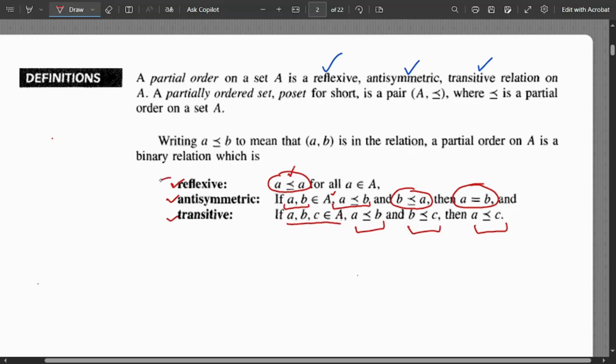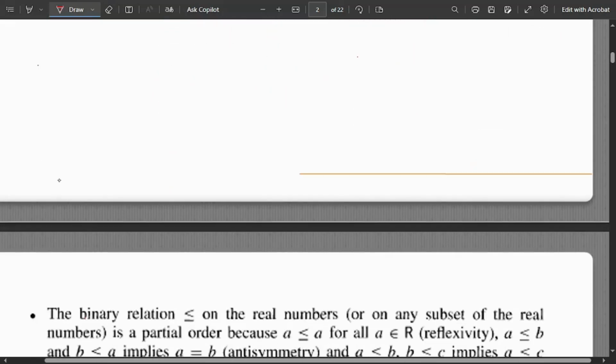So if a binary relation is reflexive, antisymmetric and transitive, then we say that is a partial order on a set A. And what is a partially ordered set, or poset in short? It is actually a pair, a pair of a set and a partial order defined on that set. Okay, so let's understand this with some examples.